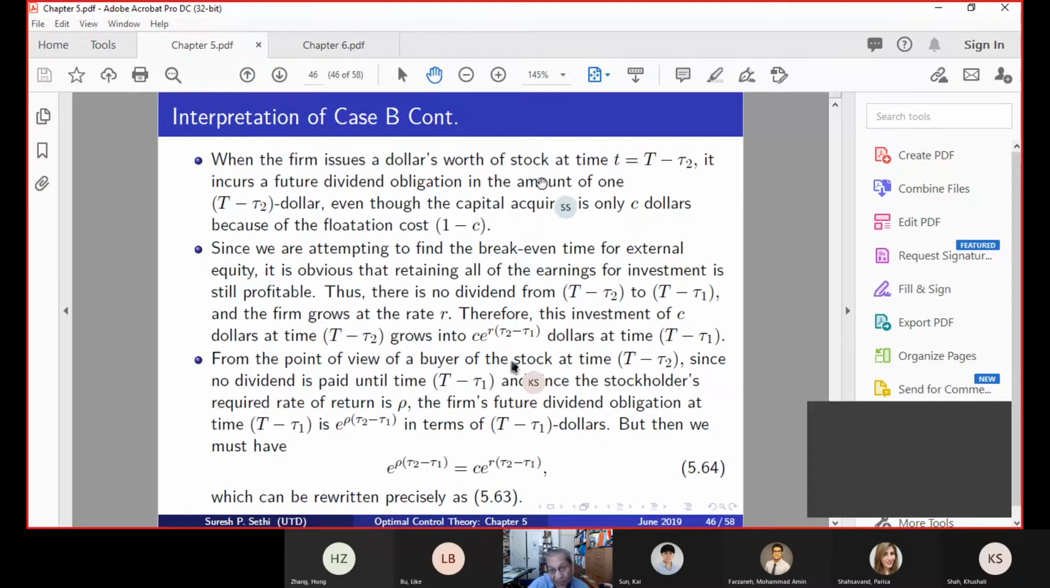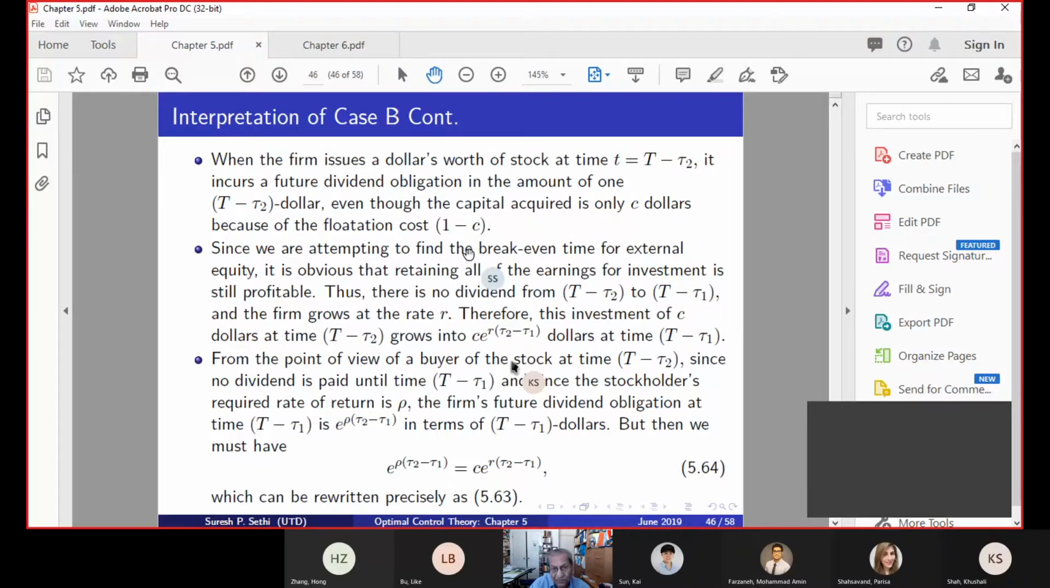So if I issue $1 of stock, I only get 1 minus C amount of money, because the C dollar goes to the broker. No, it's the other way around. I get C dollar of money, 1 minus C goes to the broker. This is because of the Krauss and Lee. I would have preferred this to be C and this to be 1 minus C, but I just kept it that way because I wrote the paper that way.